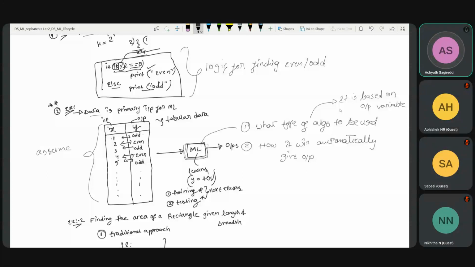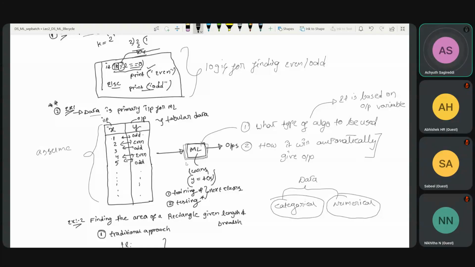We have seen about the data types. There are mainly two types of data: one is categorical data, another one is numerical data. We have n number of machine learning algorithms, out of which categorical data has some machine learning algorithms, and numerical data has some machine learning algorithms. And how it will automatically give output, for this question we'll discuss later.